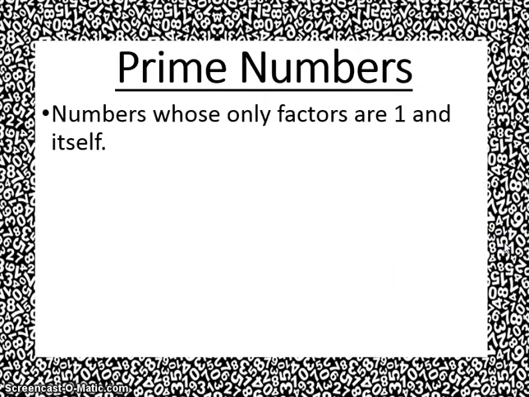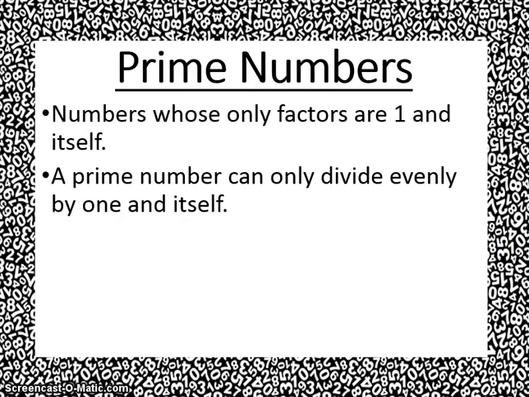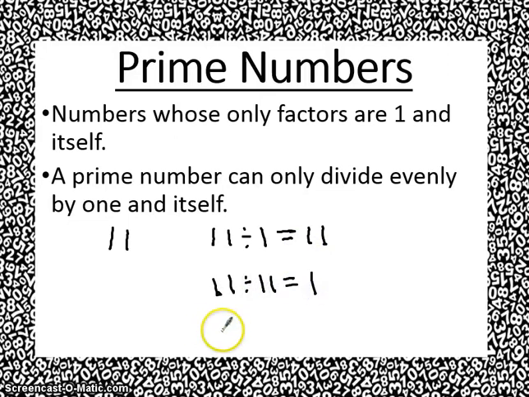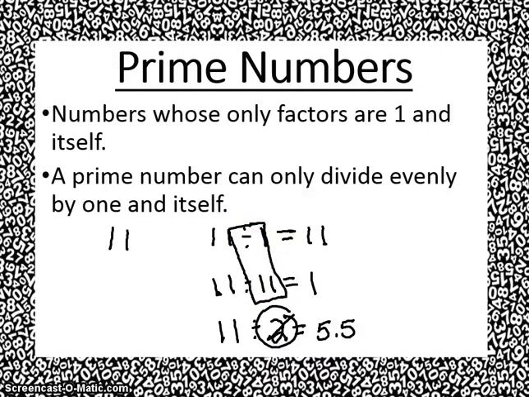Prime numbers are numbers whose only factors are 1 and itself. A prime number can only divide evenly by 1 and itself. So for instance, take the number 11. The only numbers that 11 can divide by are 1, which will give you 11, or 11, which will give you 1. Any other number that you try to divide by will result in a decimal, such as 11 divided by 2 is 5.5. That means that 11 does not divide evenly by any number other than 1 and itself. It has only 2 factors.